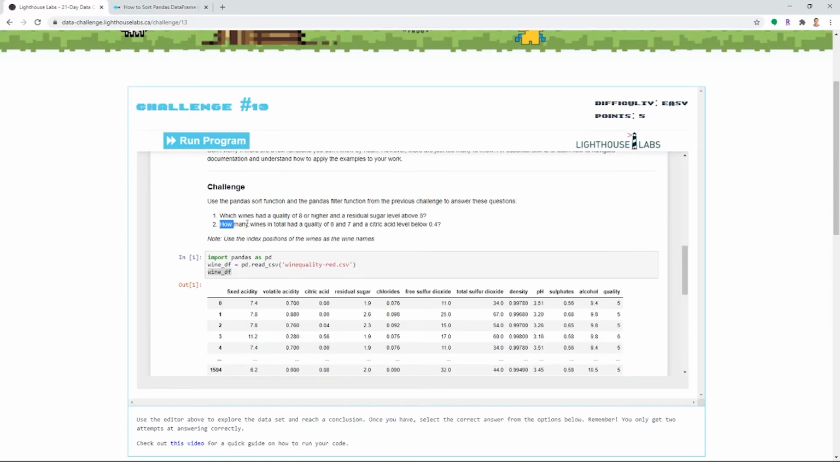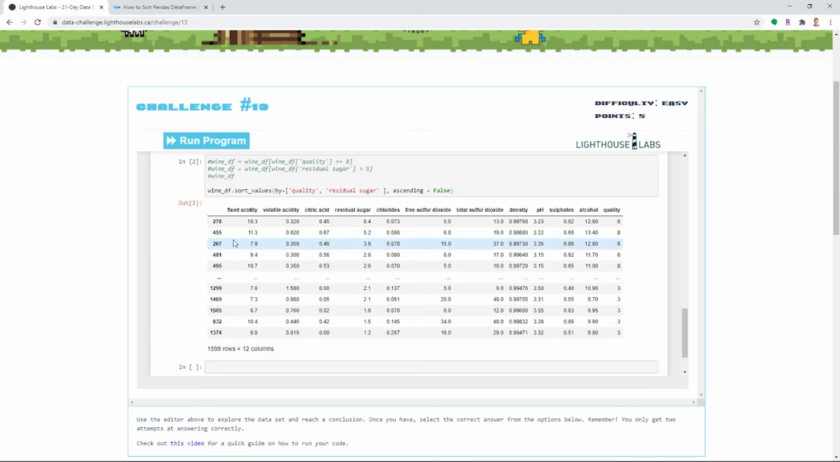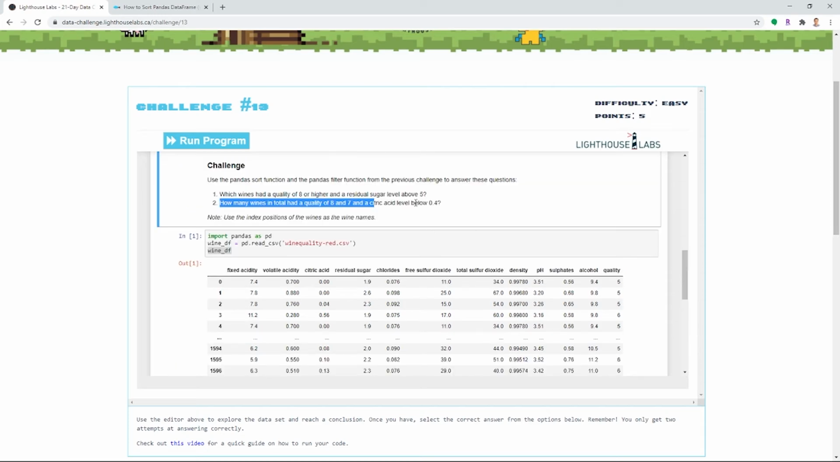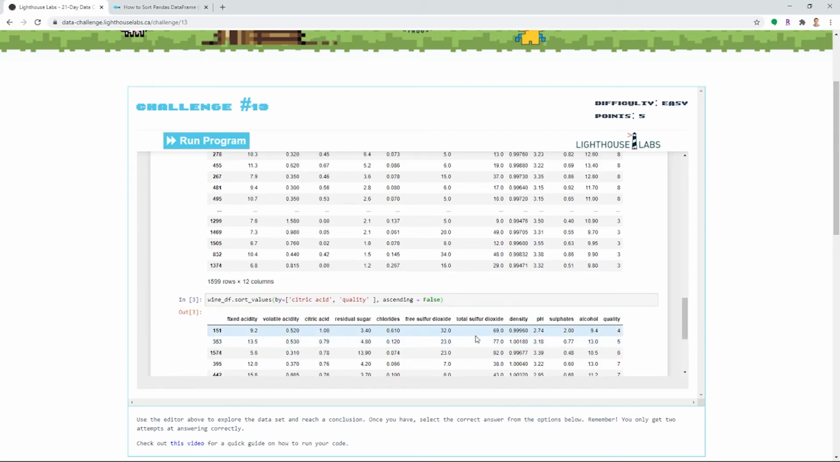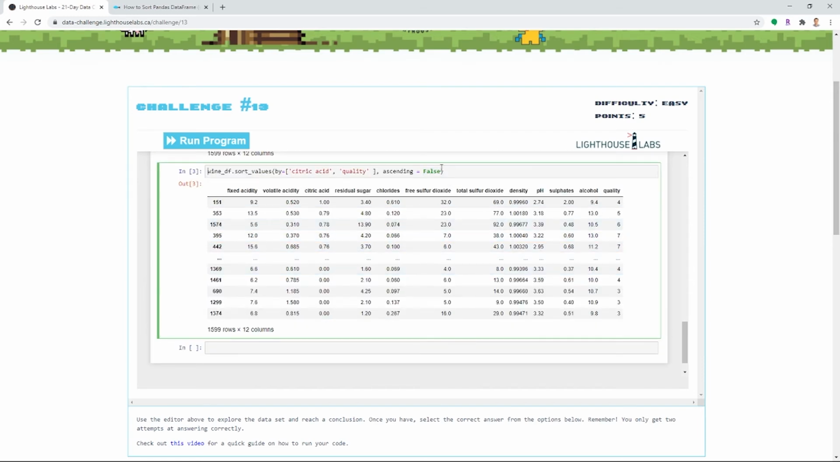How many wines in total had a quality of 8 and 7 and a citric acid level below 0.4? As we can see, with this limited view that we have, there's possibly more than just 5 wines with quality of 8. So we need to think critically of how we can answer this question. Let's try sorting it by the citric acid level and check for wines below 0.4. We'll copy this sort by function up here, and we'll sort it first by the citric acid, then by the quality in descending order. Let's go ahead and run this. We can see by the result, it doesn't quite get us where we need.